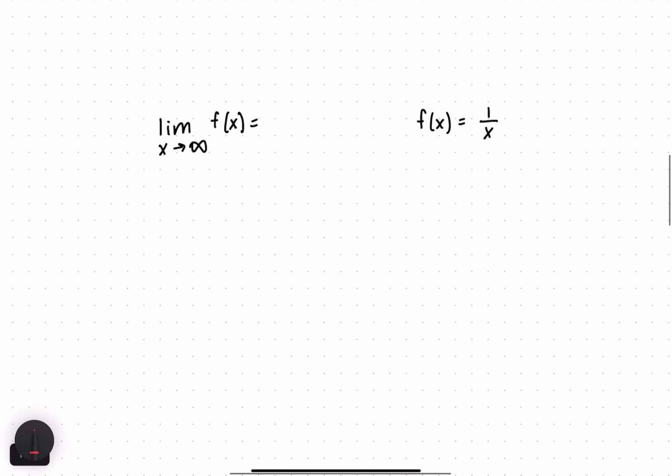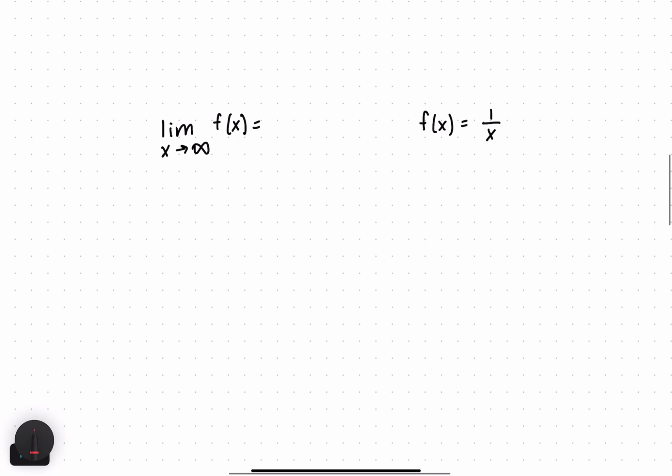So, our first example, let's say you have a function like f of x is equal to 1 over x. Now what would happen if we started plugging in larger and larger numbers for x? What would be the result of the function? So let's check this out.